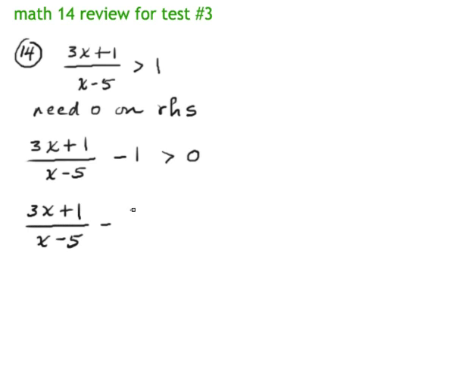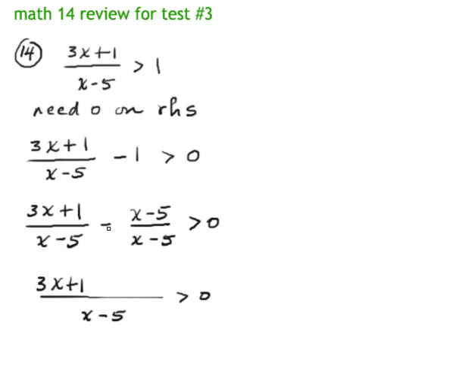So we're going to write 1 as x minus 5 over x minus 5. Okay, let's subtract. So we have 3x plus 1. Be careful to distribute that minus. So we have a minus x. And here we have minus 5, minus 5, so plus 5 over here.